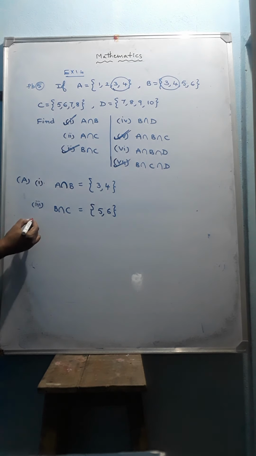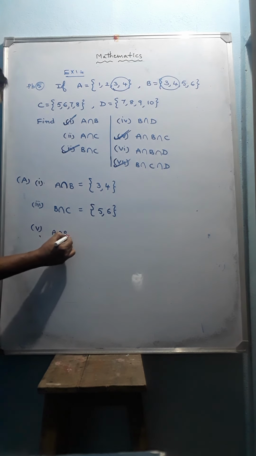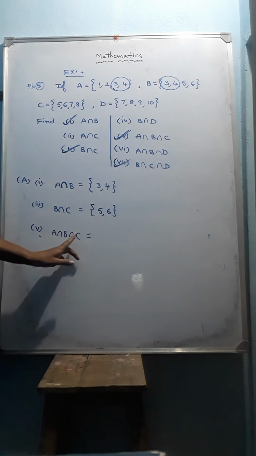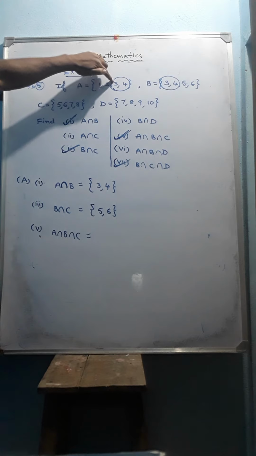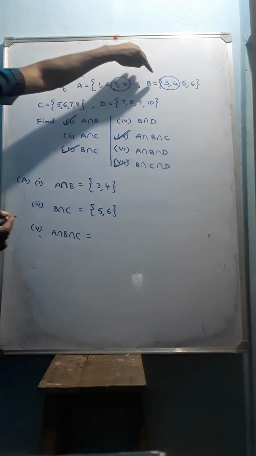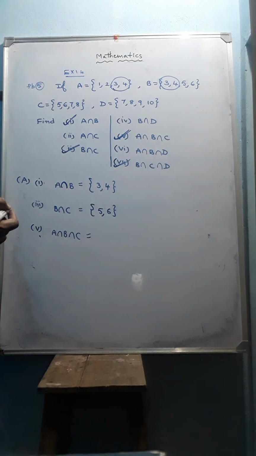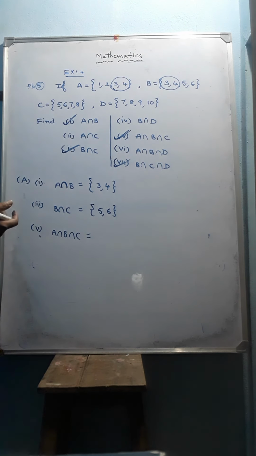Next, fifth one. Fifth one is A intersection B intersection C. That means in A set and B set and C set, which are common in 3 sets, those elements only you have to write. See, in A set 1, 2, 3, 4. In B set 3, 4, 5, 6, that means 3, 4 is available. But in C set there is no 3, 4, so we never get any common element.